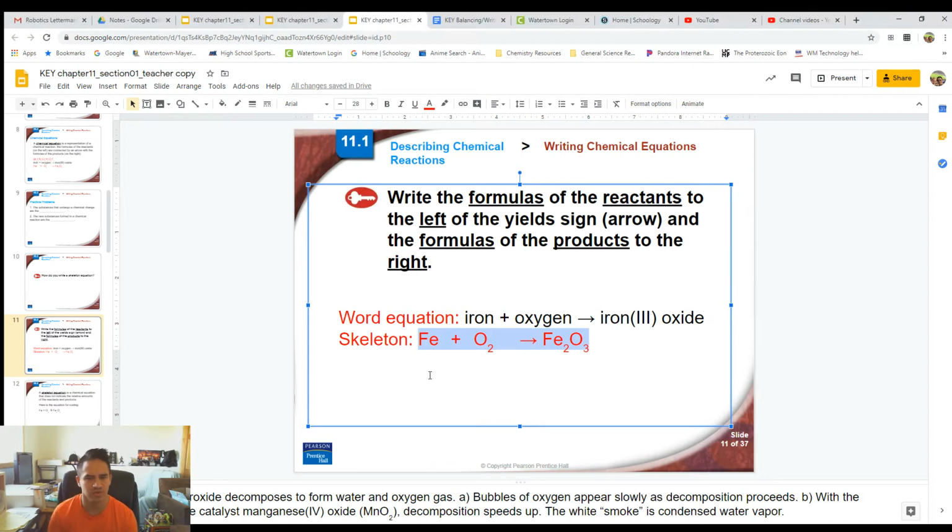So this equation here might look like it's good. Like, I don't see what's wrong with this, right? Well, there's a problem, and the problem is it doesn't tell us how much. It doesn't tell us how much iron, how much oxygen, and how much of this we can make.